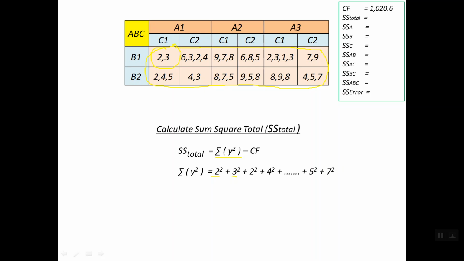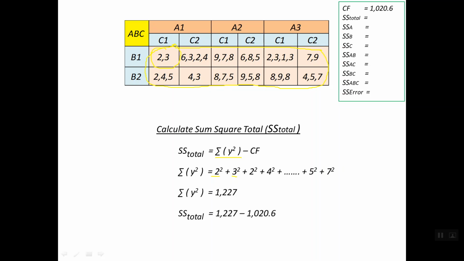You can easily use Excel in order to do these calculations. So the total, or the summation of y squared, is equal to 1227.